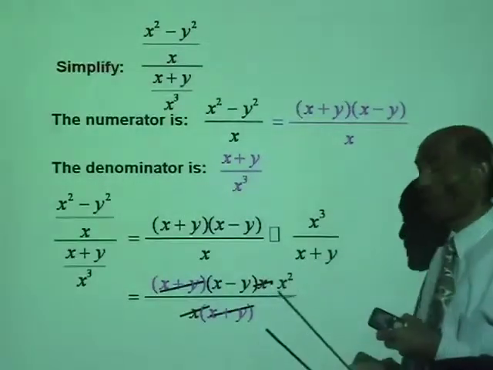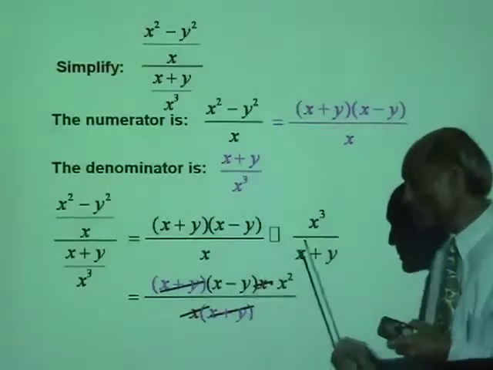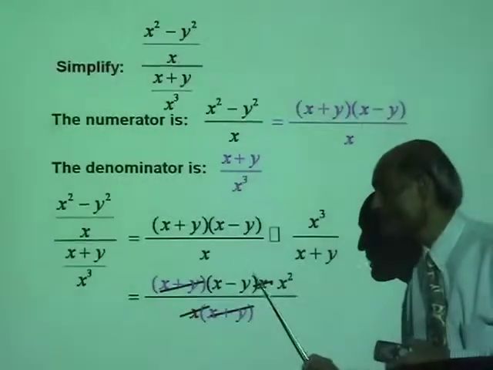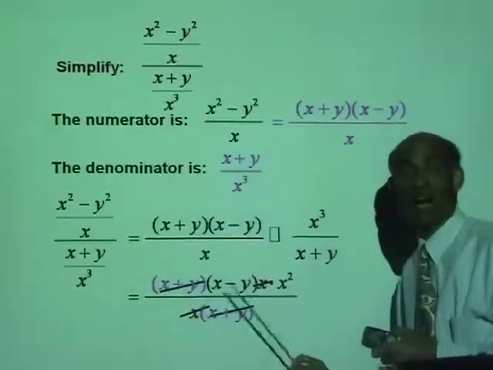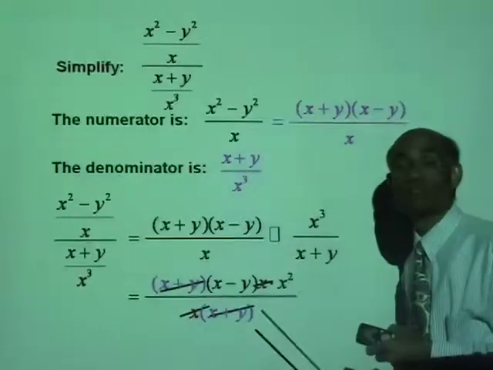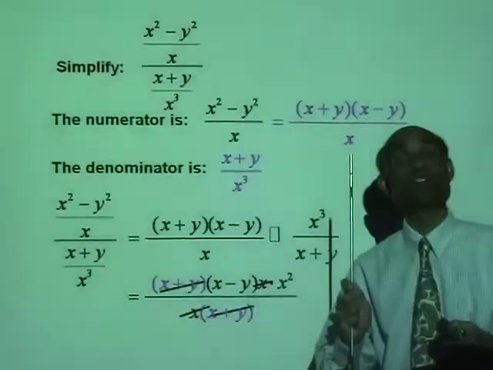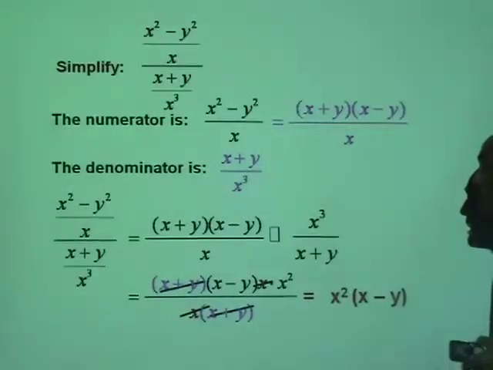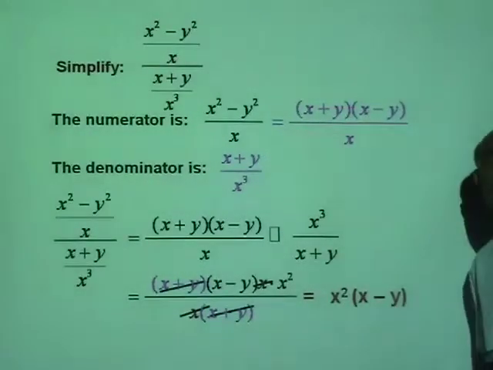What is left on the numerator? On the numerator you have x squared times x minus y. And what is the denominator? The denominator is just a 1. So the answer is x squared times x minus y.